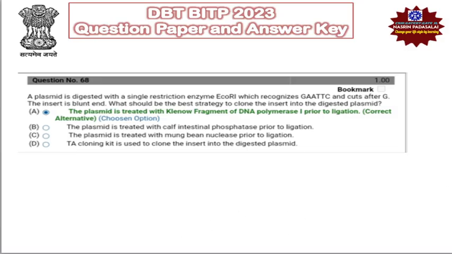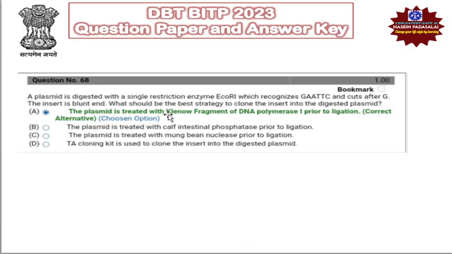So it has two enzyme activities. The first is 5' to 3' DNA polymerase activity, and the next is 3' to 5' exonuclease activity. Based on these two activities, it can be employed for treating the plasmid. So that's the best strategy to clone an insert, because the insert is blunt-ended.